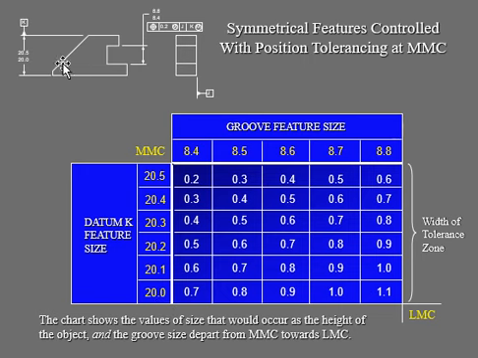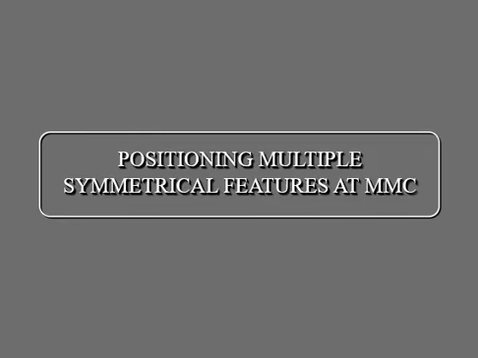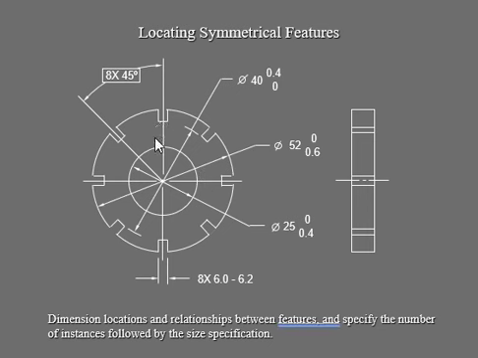So here we're dealing with two things. One is the size of the part, and the other one is the group size, which is the feature size of that part. Okay. So position, multiple symmetrical features. We're going to take a look at MMC. So we have multiple symmetrical features in the part like this. Now take a look at it here, here, here, here, and here. So now we have 8 of those going on, at 6.0 all the way to 6.2.